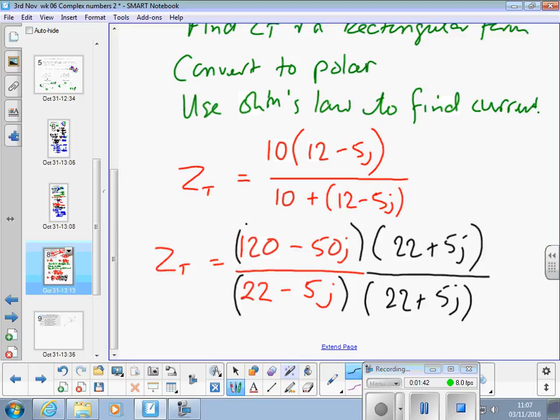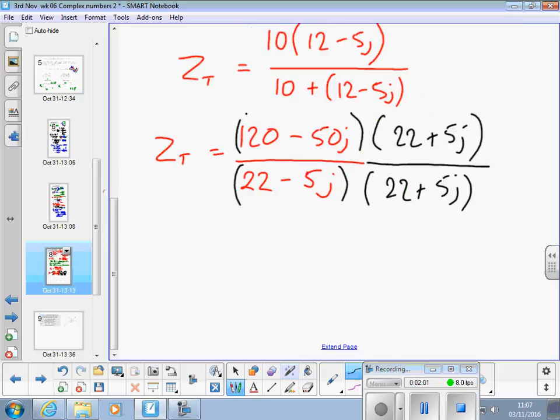Yep. But we know what that does. What does doing that on the bottom do? Cancel out the J. Yep. What is the bottom line always equal to? Can you remember?